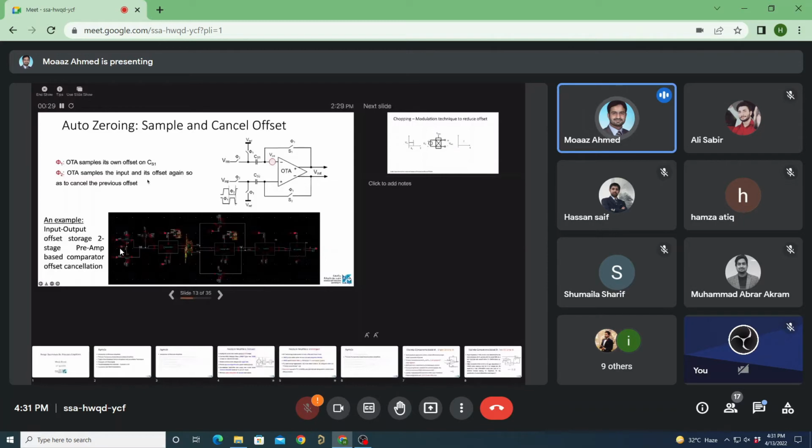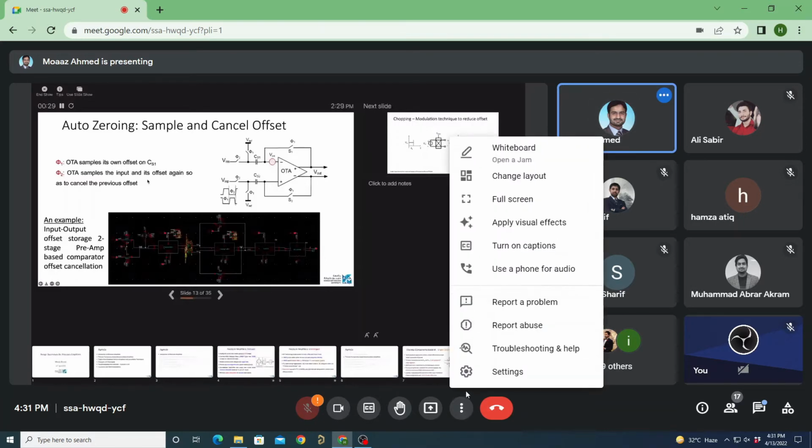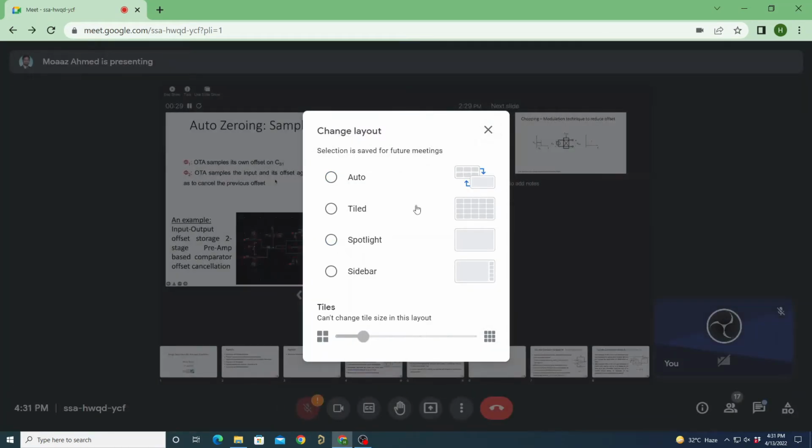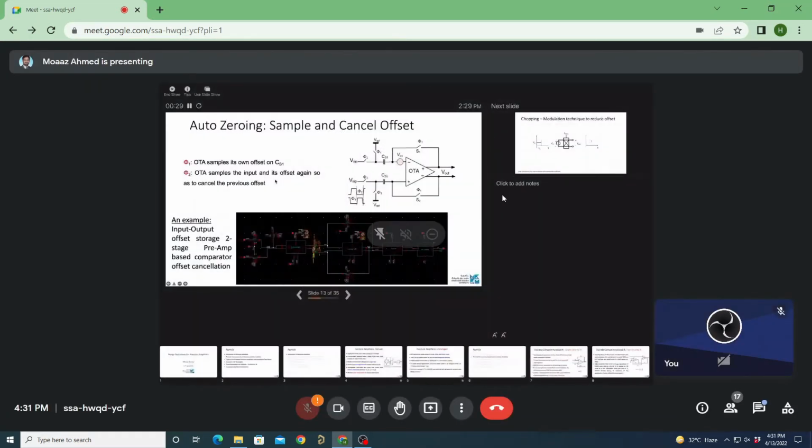And it works the same way: we have a set of switches at the input. These switches are closed when they are sampling the signal. They are open when we are sampling the offset. So in one phase, we only sample the offset and store it over these capacitors. During the next phase, we sample the signals and the offset is cancelled.